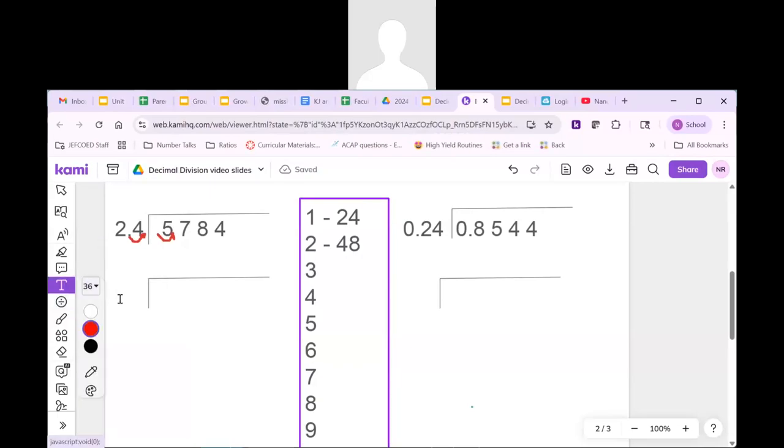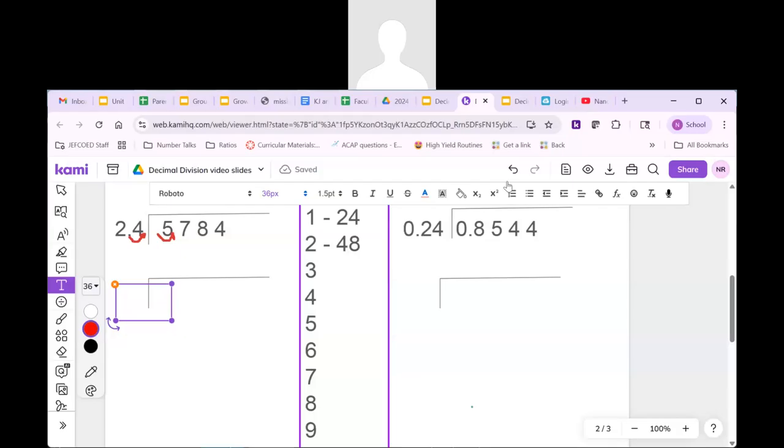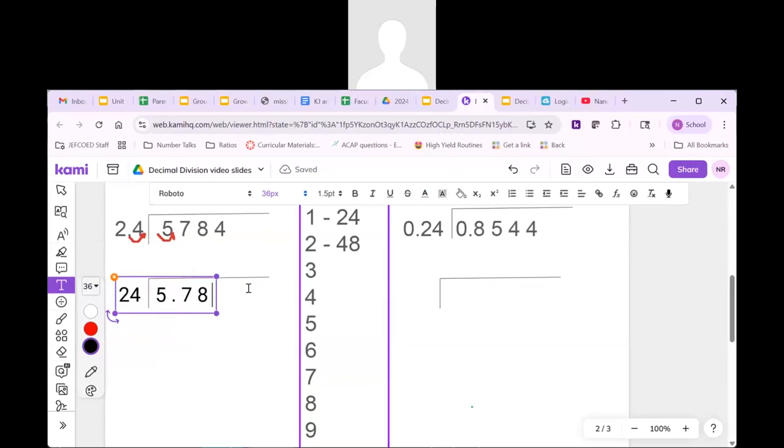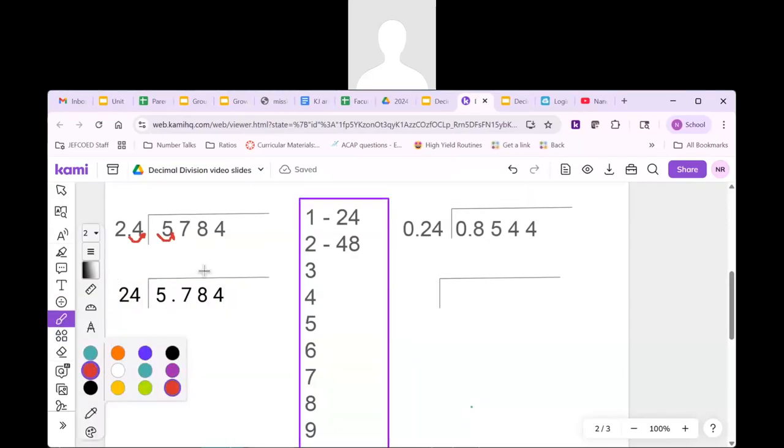So I'm going to write our new problem over here. It is, let's write in black. Okay. All right, so your new problem, you have a whole number divisor, 24. Move that up a little bit. And your dividend is 5 decimal 784. Okay, and I'm going to put the decimal in just a minute up top. All right. Now we're going to go back. I'm going to put my decimal straight up, right?